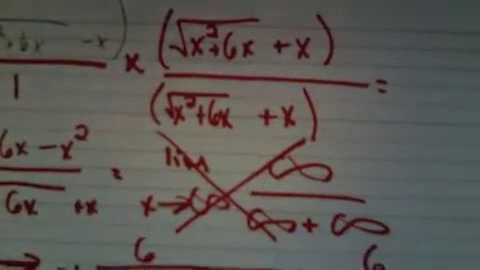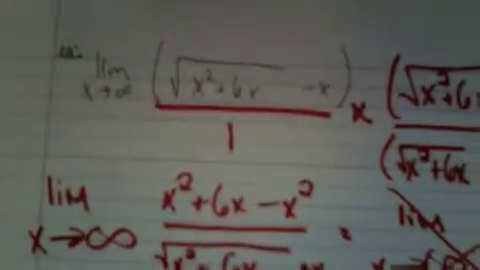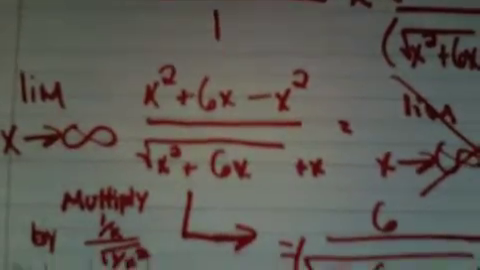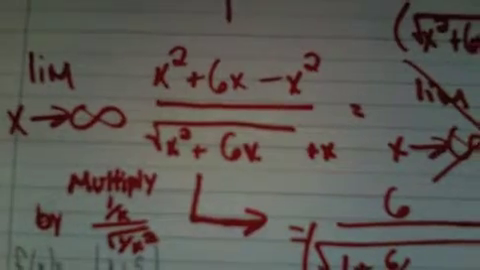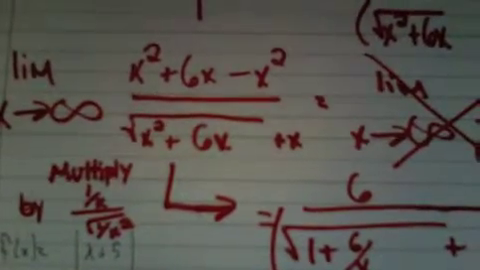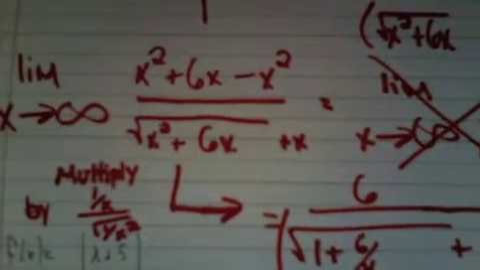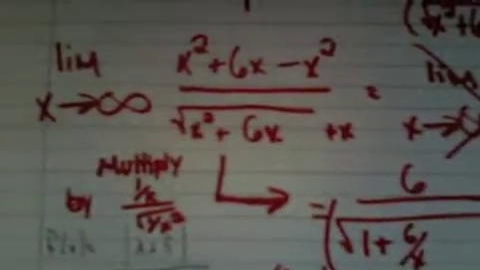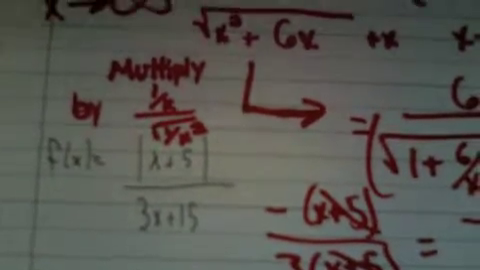So when you do all that, you get the limit of this function as x is approaching infinity of x squared plus 6x minus x squared. So that's good because you're going to have the x squared and the negative x squared cancel out, and you're just going to get 6x. So then you've got to figure out what you're going to do with the bottom. You've got the square root of x squared plus 6x plus an x. You could just look at that and say, okay, we've got infinity over infinity plus infinity, and that's not going to work. We still have infinities on the bottom.